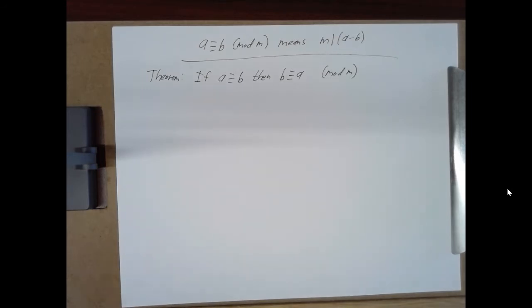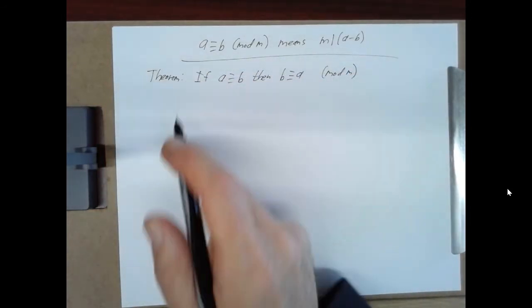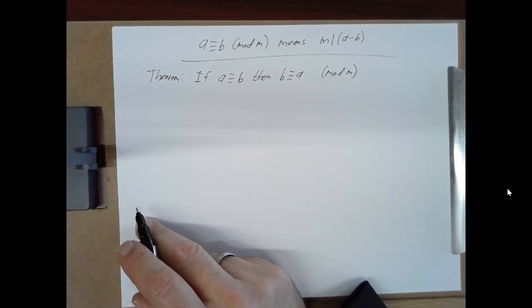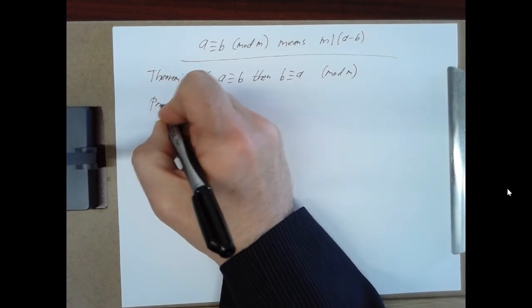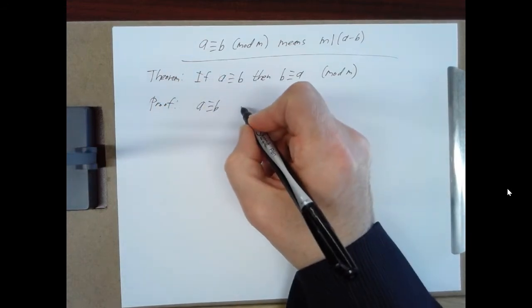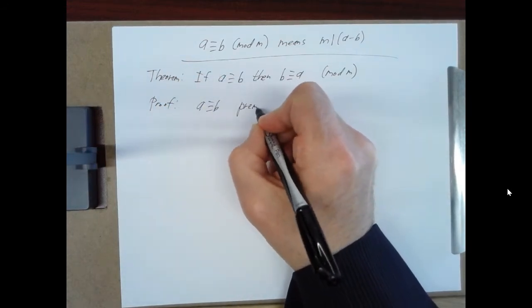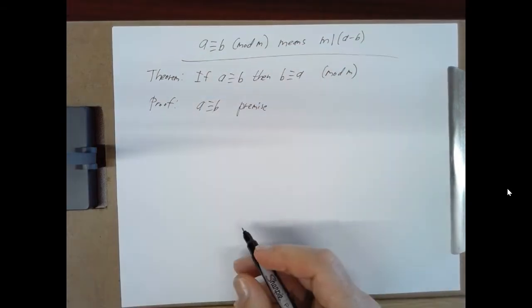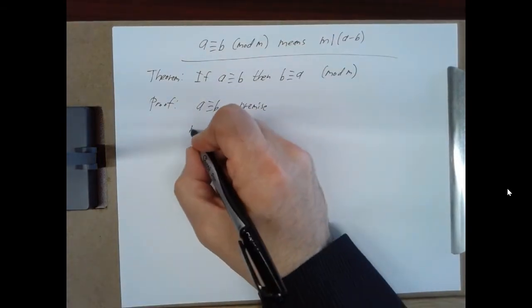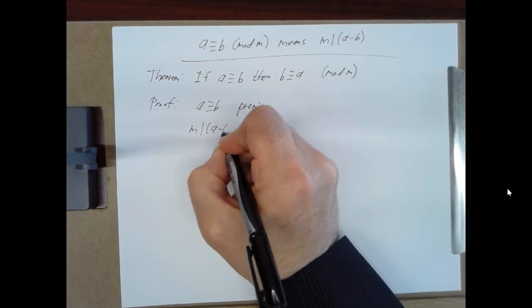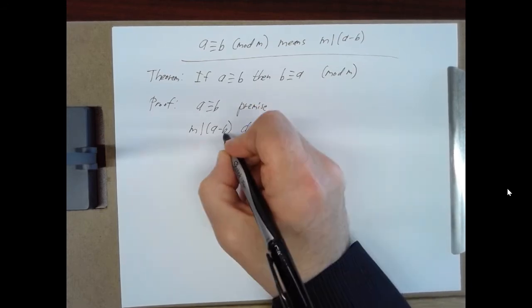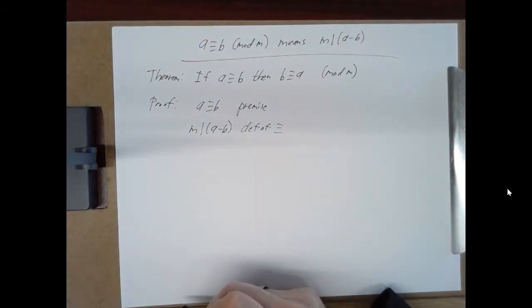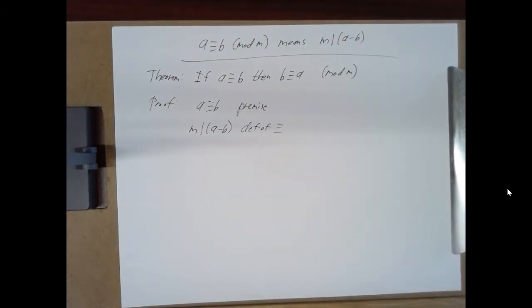If we want to prove it, we've got to go back to the definition of what we mean by A is congruent to B. So here's a proof. A is congruent to B, that's a premise. It's our hypothesis. And that means M divides A minus B. That's the definition of congruence. Well, what does it mean to say M divides A minus B?